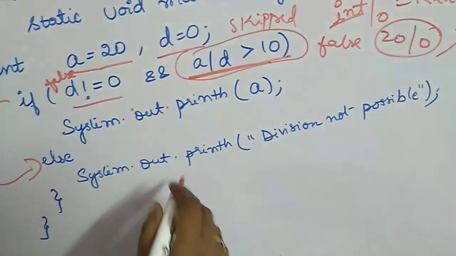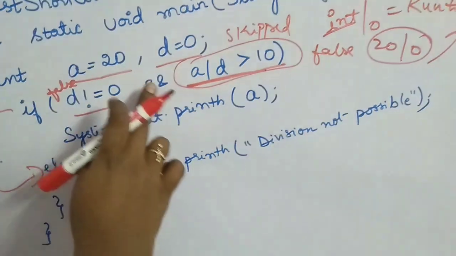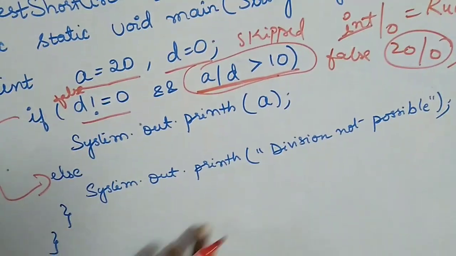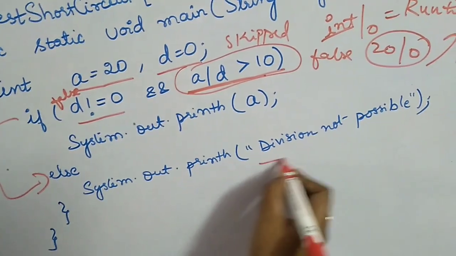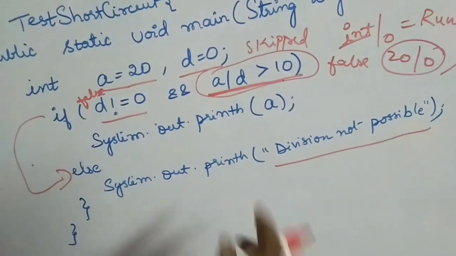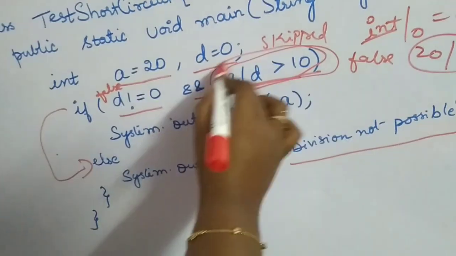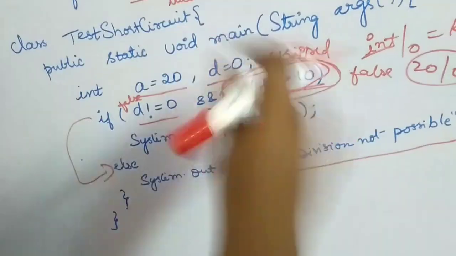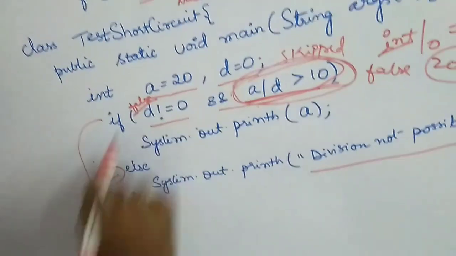I hope you understood this. Now, what will be the output of this program? The output of this program is "division not possible", because this part of the program never executed, as the condition has become false.